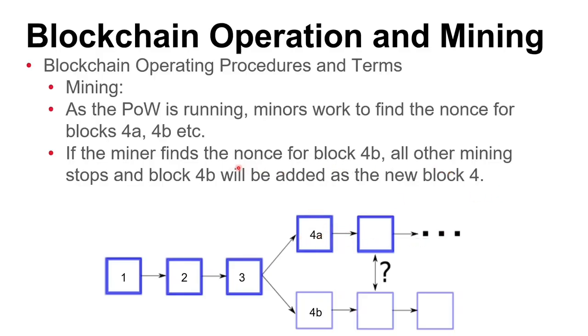And so the miners begin to add and validate the pending transactions. And as soon as the proof of work is done, I can relay my information. If I win the proof of work, say I'm working on 4A, the 4A will just become the new block 4, and then all of these are just discarded.